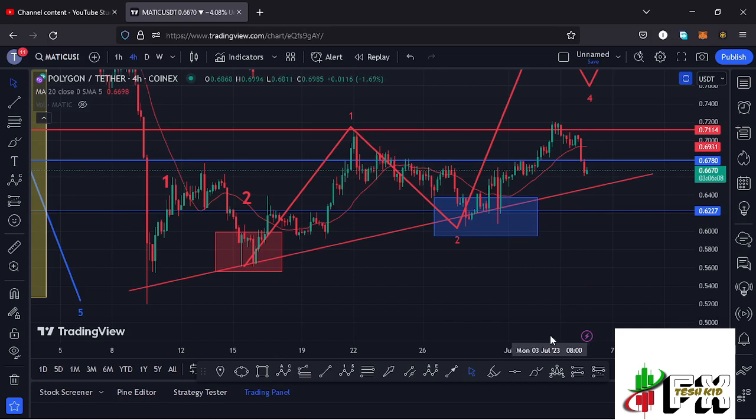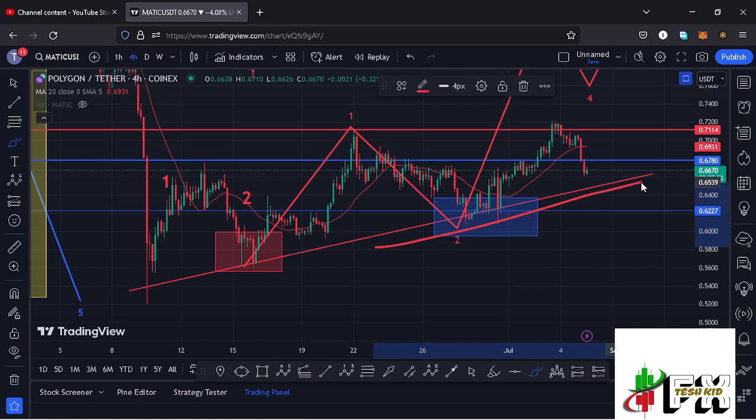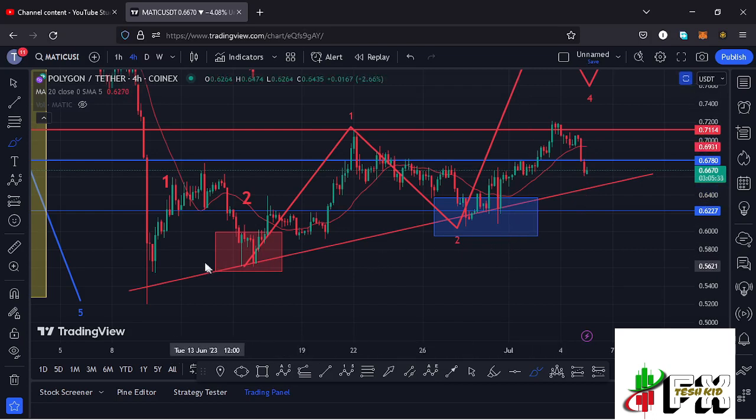At the time of this recording, Matic has lost a key area of support at around the $0.678 mark, which is now acting as a resistance for us to continue gearing up. We are also holding above this ascending trend line that I have here on the charts, and a break below that might trigger a bit of a downward movement here on the charts, in a breakdown move where we could find ourselves at the key area of support at around the $0.6227 mark.